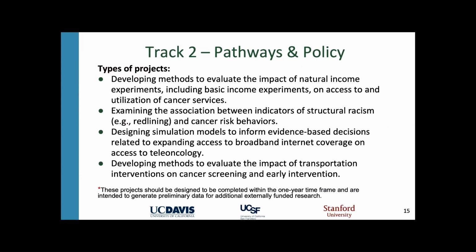So types of projects in this path are developing methods to evaluate natural experiments such as EITC and basic income, looking at the association between structural racism indicators and cancer behaviors, and working on models. Maybe some people out there are interested in modeling, and we would encourage them to join us with our own efforts to use a model to help understand the longer term and sustainable aspects of our interventions. And so another example would be looking at transportation.